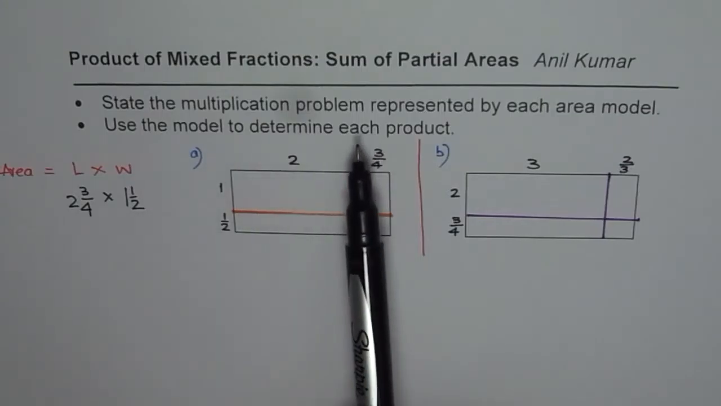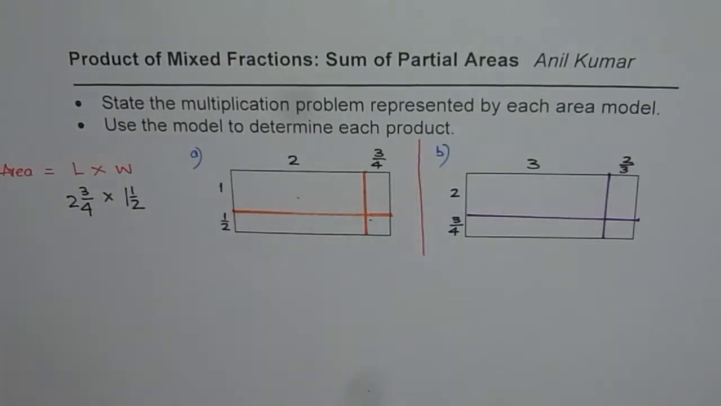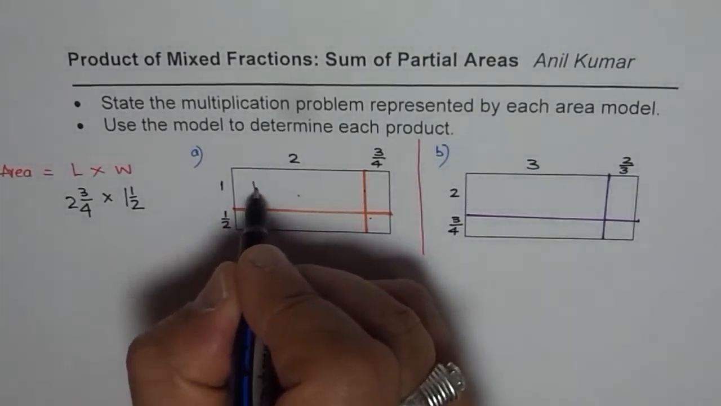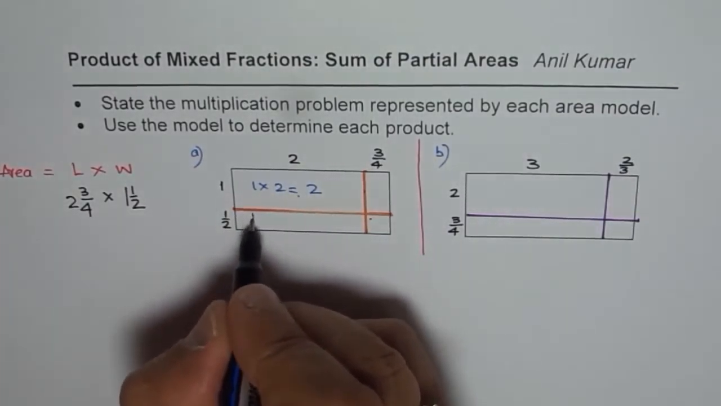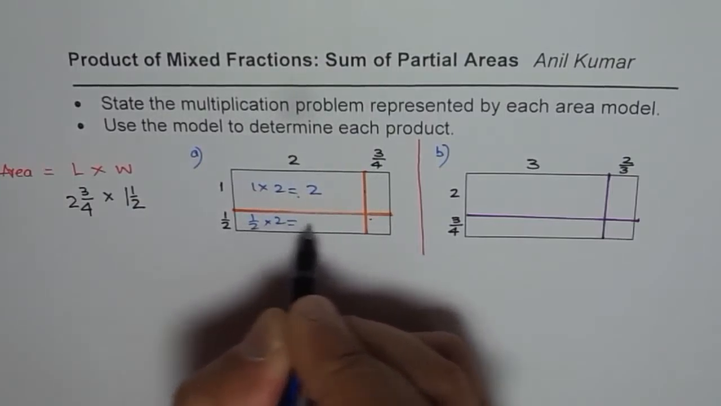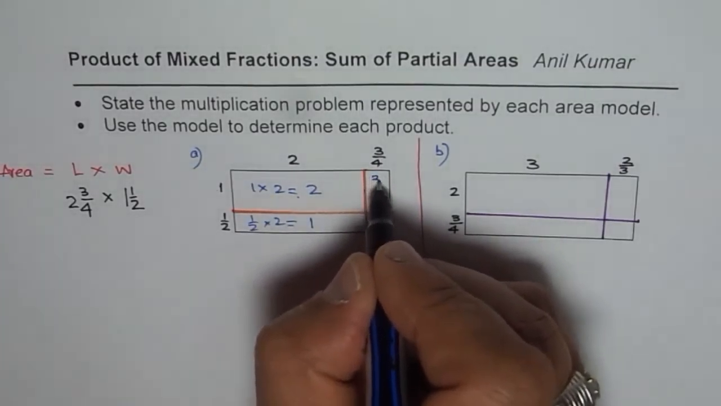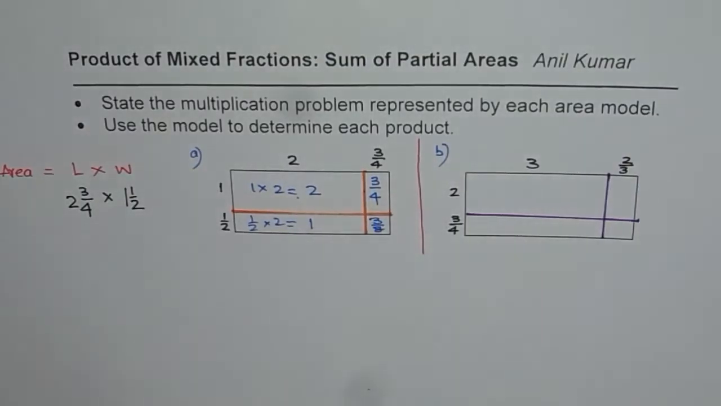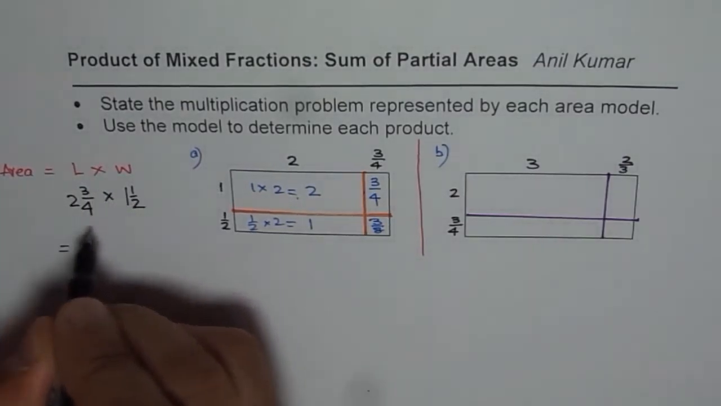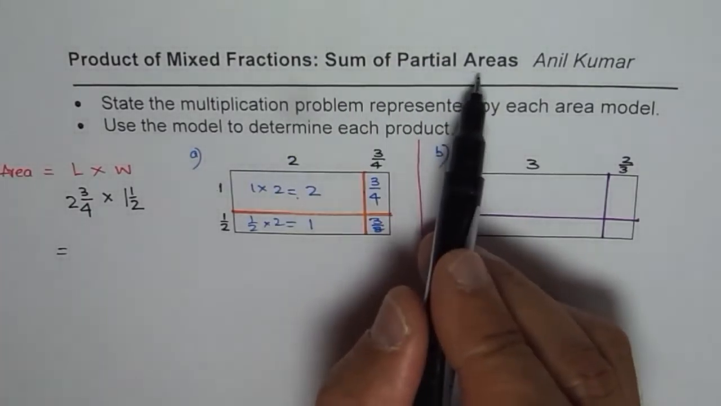So what do we mean by that? It means, well, in this figure you can see we have 4 different rectangles. If I multiply 1 by 2, what do I get? I get the area of this rectangle, which is 2. If I multiply half by 2, I get 1. So that is the area of this rectangle. How about 1 times 3 by 4? The area will be 3 over 4, and half of 3 over 4 will be 3 over 8. Do you get it? So that is to say that the product of these mixed fractions will be the sum of these areas, the sum of partial areas. That is the meaning, right?